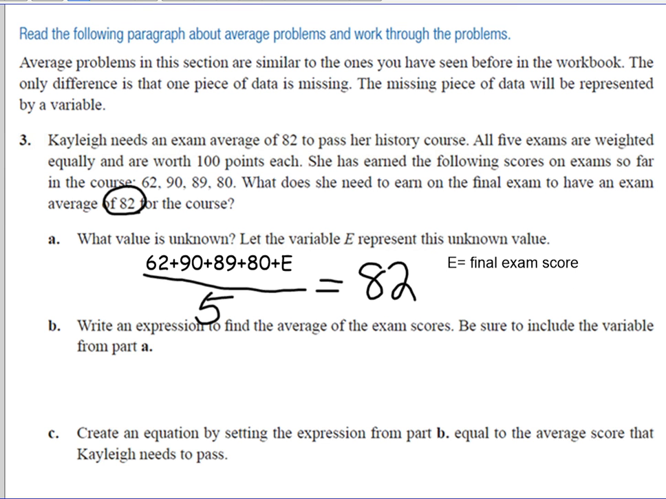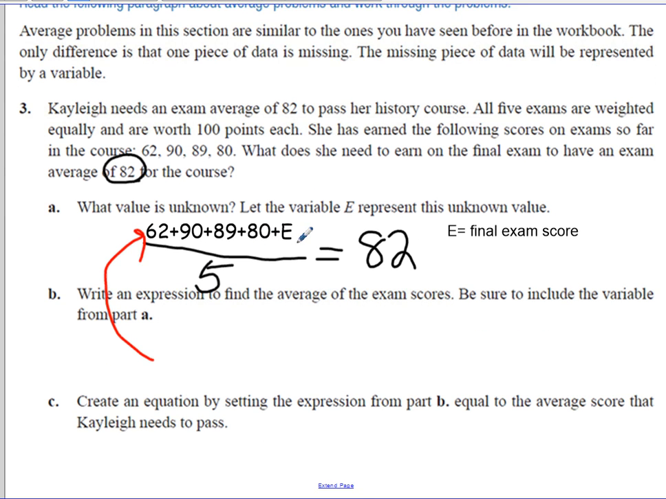The equation is what they're actually asking for in the next part, right? The next question is to find the average of the exam scores. Again, we're adding all up and dividing by 5, even though one of them we have to use a variable. And so we create an equation by setting the expression equal to the average, equaling 82. So let's go ahead and simplify that, because if we add the 4 known numbers, we get 321 so far. We add the exam and divide by 5, we get 82.